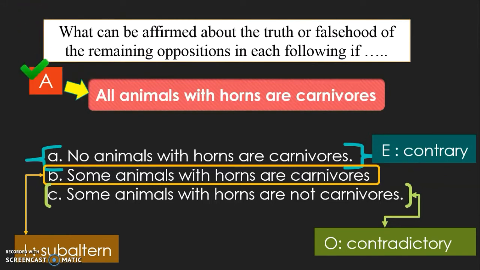Okay, let's see. A is true, so O will be false because they contradict each other. And according to the formula, E will be false and I will be true.